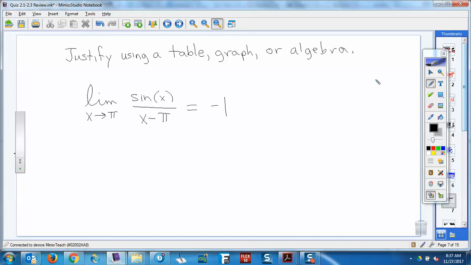Well, it depends. If this is a no calculator one, you're going to use algebra. Well, it turns out there's no algebra we can do on this. There's nothing that'll factor or cancel. Of course, we should start by putting in pi. Sine of pi is 0. Pi minus pi is 0. 0 divided by 0. Okay, that means keep going.